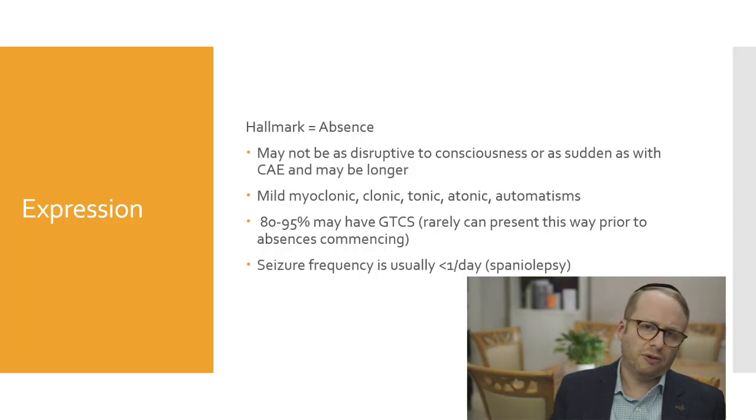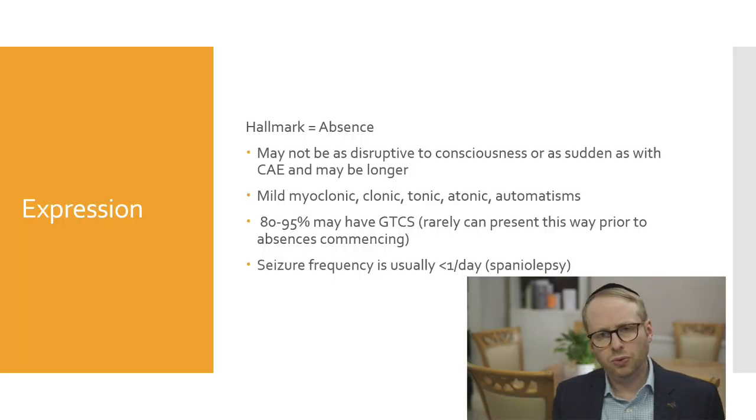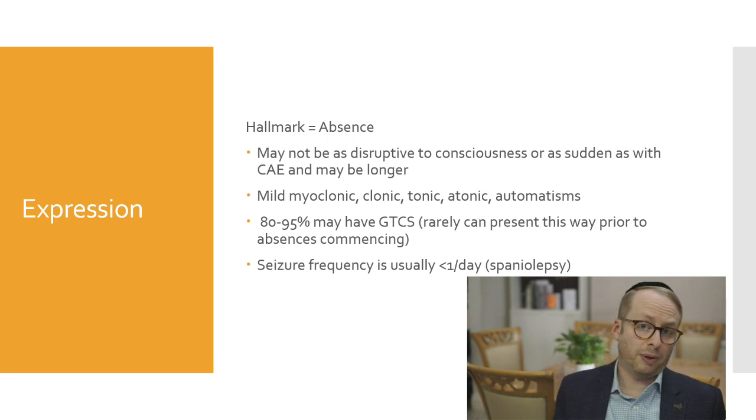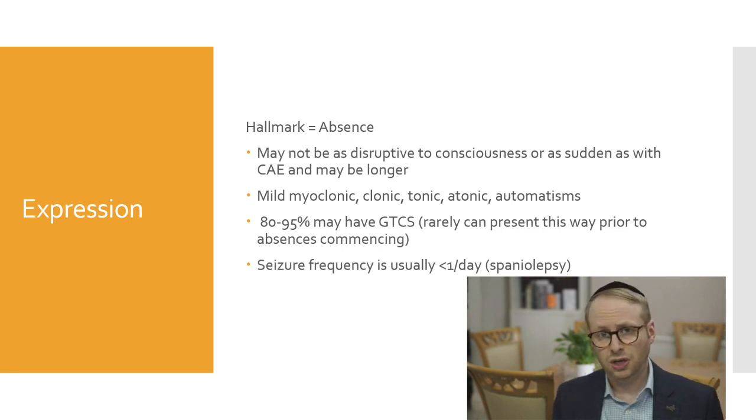So apart from the absences, people can also have myoclonic jerks as well. About 20% have some myoclonic jerks, maybe some clonic movements, some tonic movements. That means when people get stiff and rigid. People may become atonic when they lose the stiffness within their muscles, and they may have some automatisms where they sort of go onto autopilot doing some simple things.